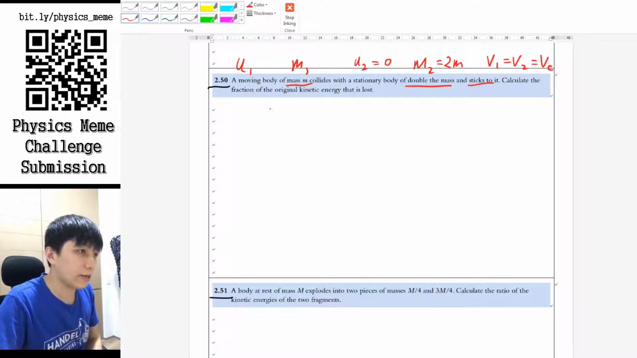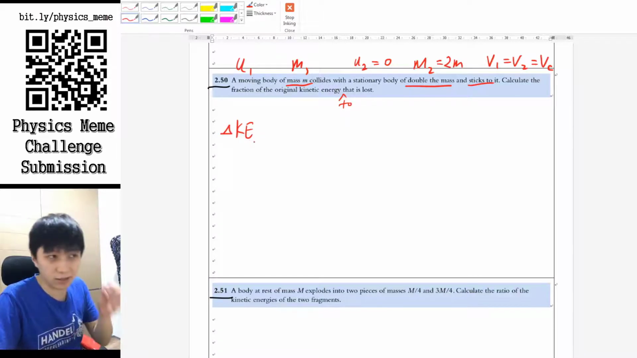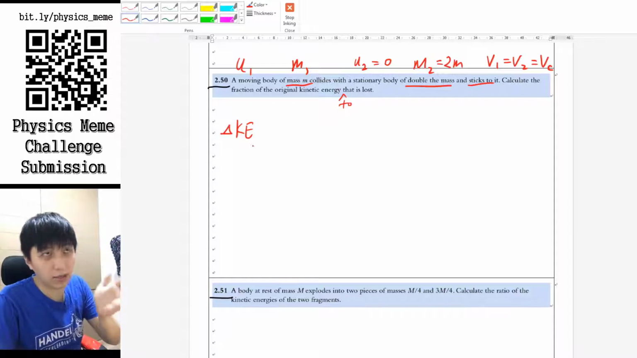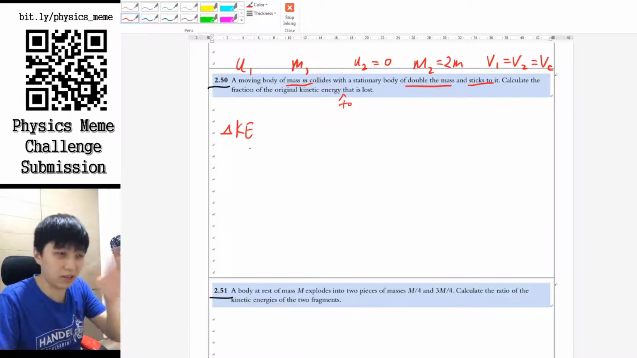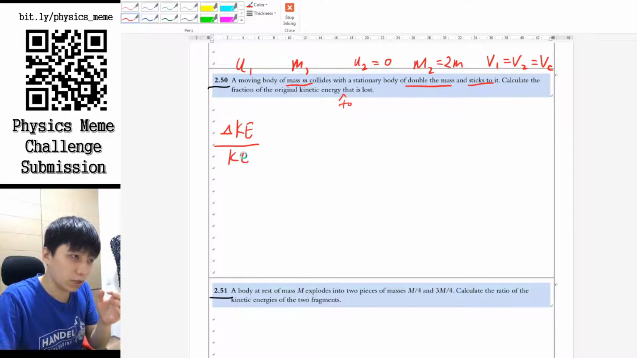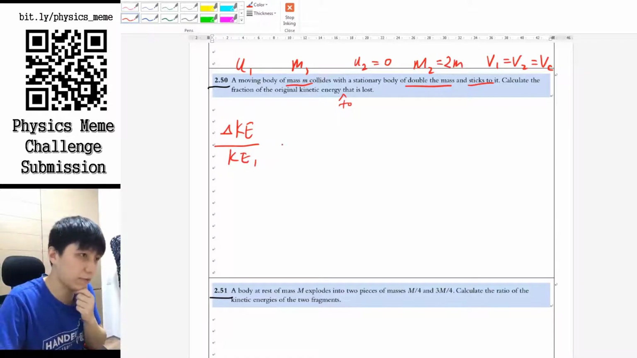And the question asks you to calculate the fraction of the original KE that is lost. I think there's a wording missing. I think it means 2, that is 2 lost. And I suppose that is the one that I actually don't know. I guess what they are trying to calculate is delta KE, so that is the KE1 minus KE2, or the other way around, there's a negative, over the original KE. I think that's what they are trying to find.